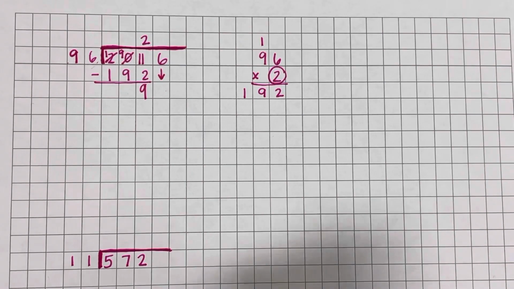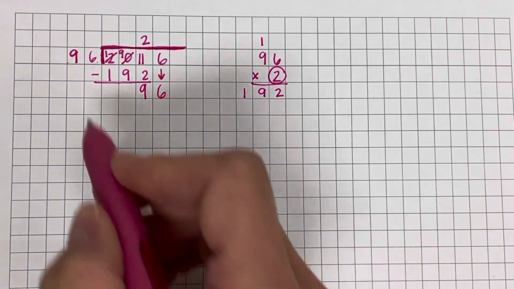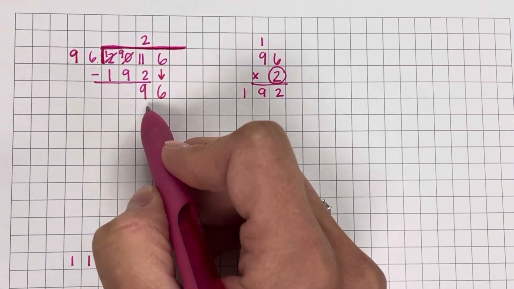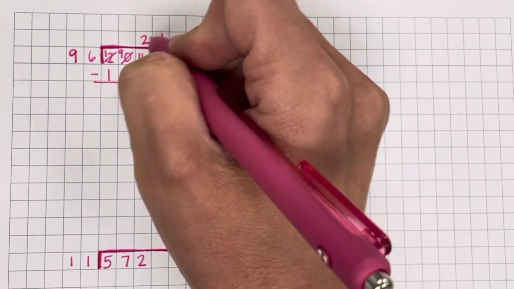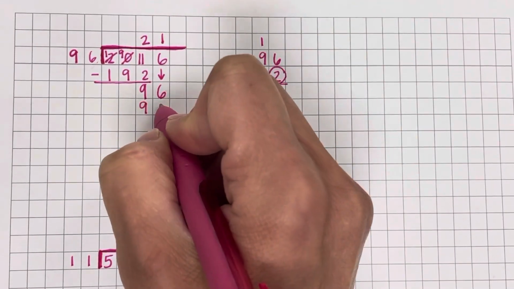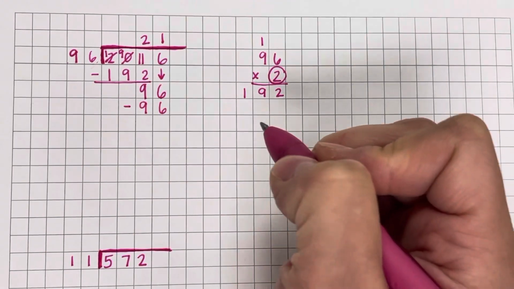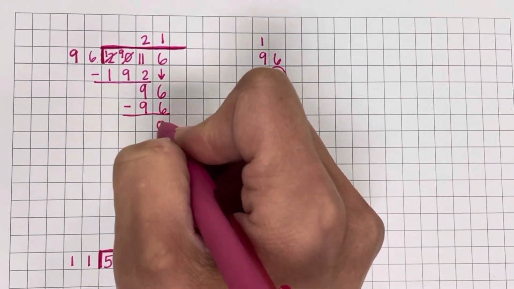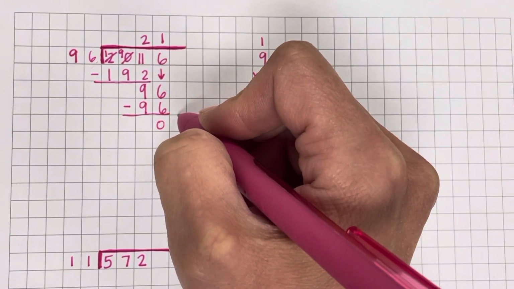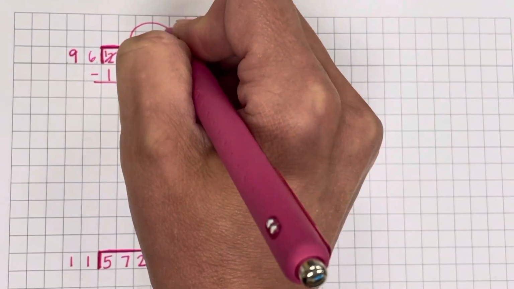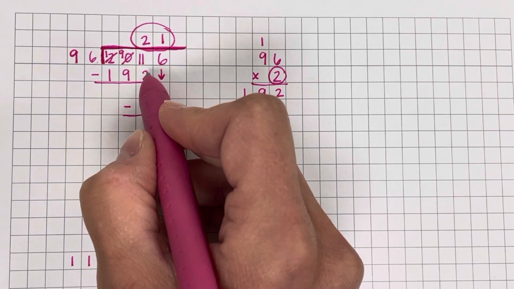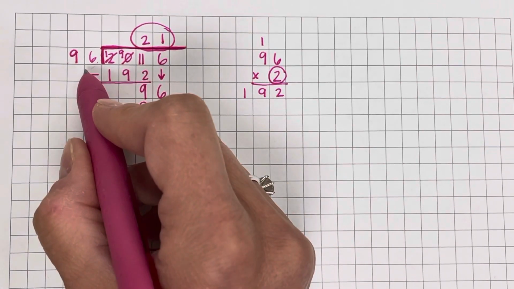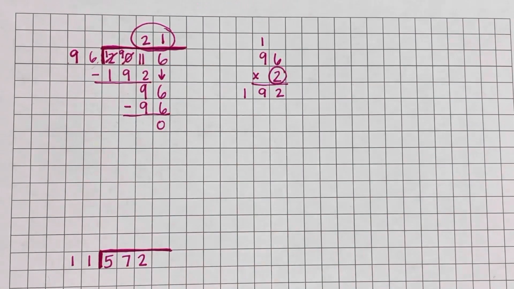Now I get to bring down my 6. How many times can 96 go into 96? Well, that's an easy one. 1 time. 1 times 96 is 96. Then I get to subtract. 96 minus 96 is 0. So once I have a 0 down here and there's nothing left to bring down, I have my quotient. 2016 divided by 96 is 21.